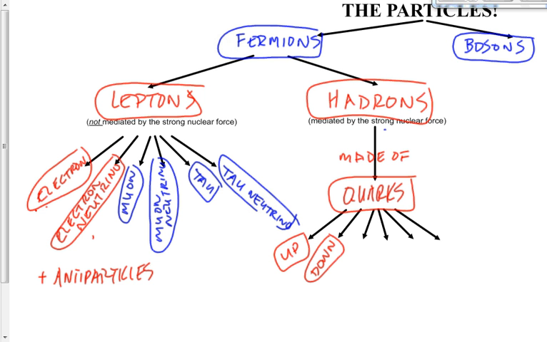There is the top quark. There is the bottom quark. We're concerning ourselves with the up and the down, because that's what makes up protons and neutrons, the up quark and the down quark. But there is also the top and the bottom. There's the charm quark.